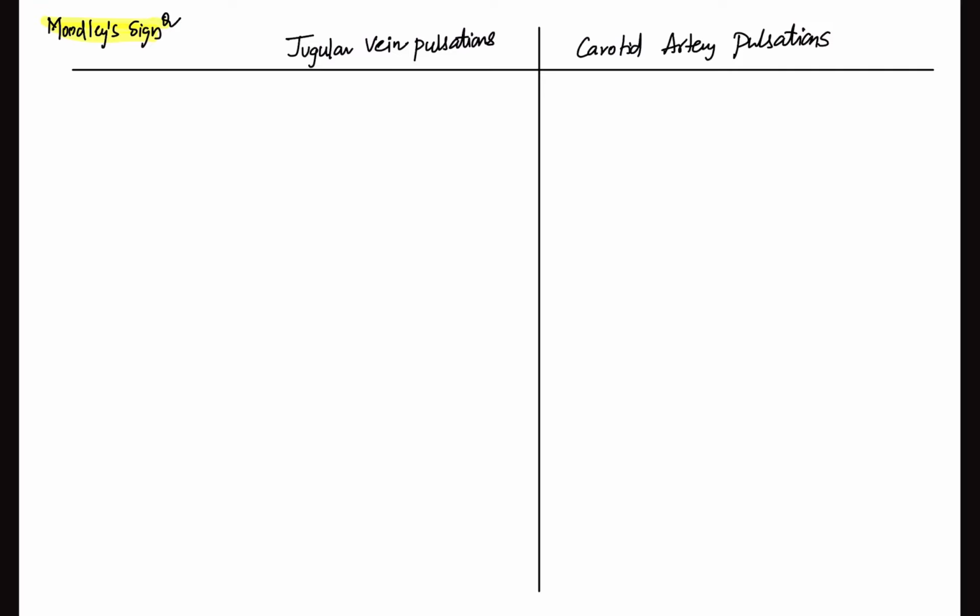Because JVP is an important topic, you need to know what this Moodley sign is. Moodley sign helps you in determining which waveform of JVP you are viewing. So I am not talking about how to differentiate jugular vein pulsation from carotid pulsation. We have a different set of 5 to 6 differences; we'll come back to that. But let's understand what Moodley's sign is. Carotid artery has only one wave, systole and diastole, whereas JVP has A, C, X, V, Y, that is wave 1 and wave 2. Now when you look at JVP pulsation in the examination, you don't know whether you're looking at the A wave or the V wave.